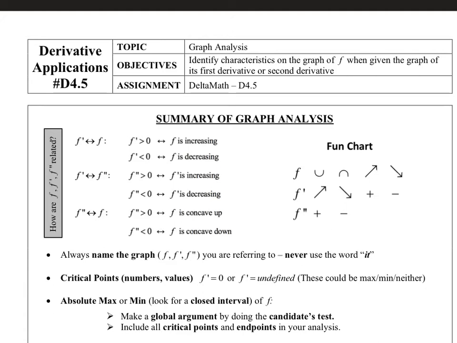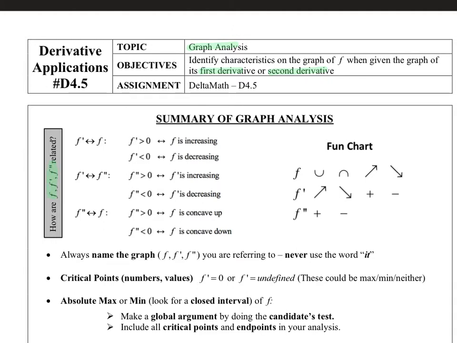This section is going to go back and talk about analyzing a graph. We had done this previously with just the first derivative, but now we're going to throw the second derivative into the mix. The front of these notes give a nice review of all the things about graph analysis that you need to know, starting with that connection between f prime, and now f double prime.